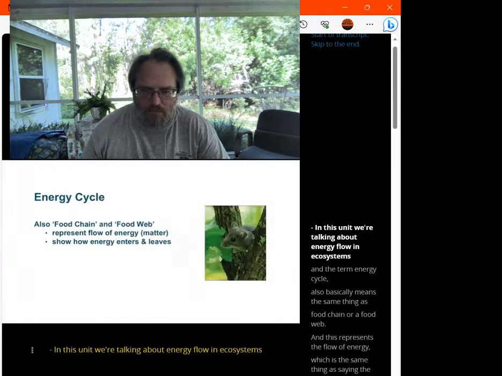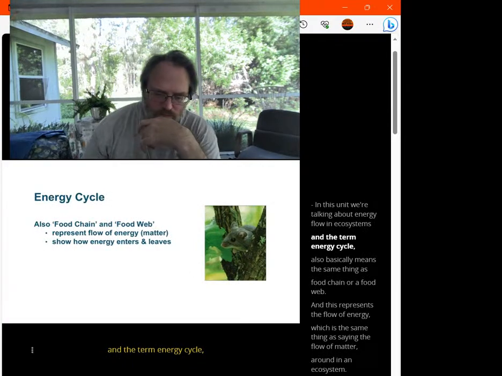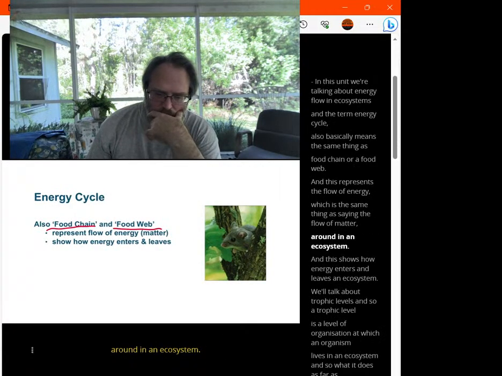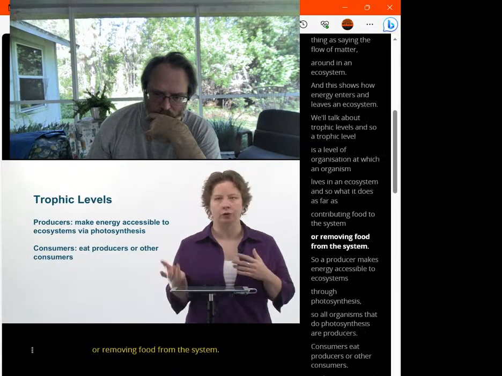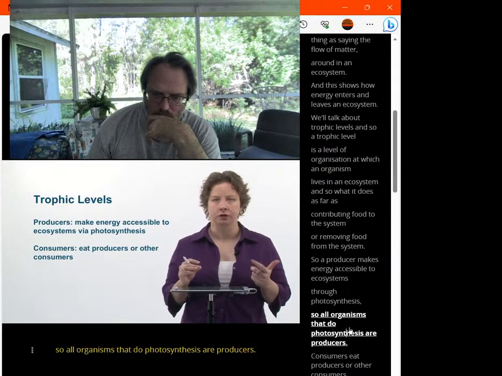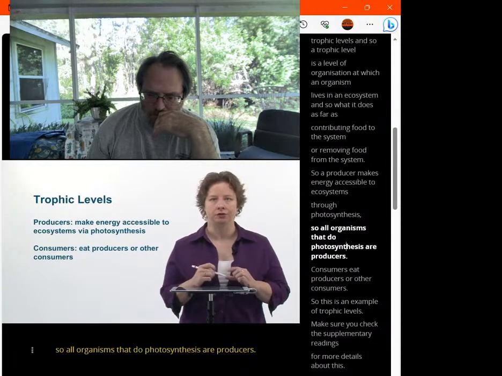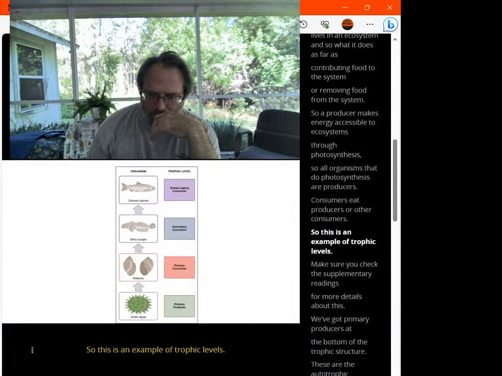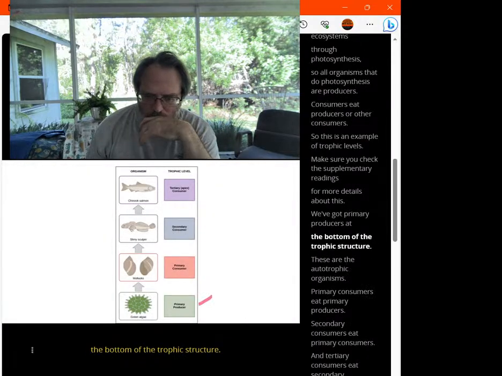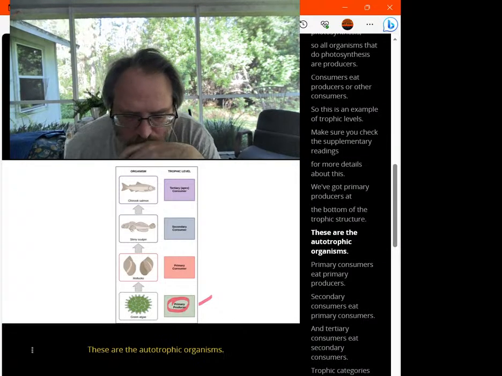In this unit, we're talking about energy flow in ecosystems. And the term energy cycle also basically found in an ecosystem. And so a trophic level is removing food from the system. All organisms that do photosynthesis are producers. So this is an example of trophic levels of the trophic structure. These are the autotrophic organisms.